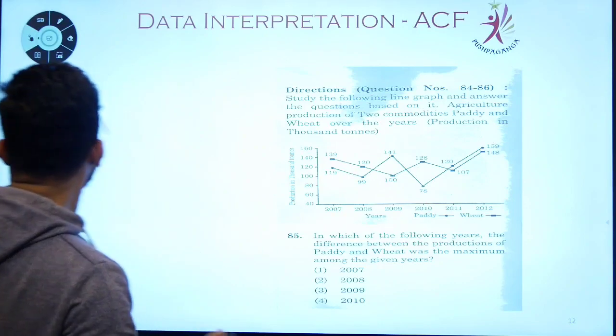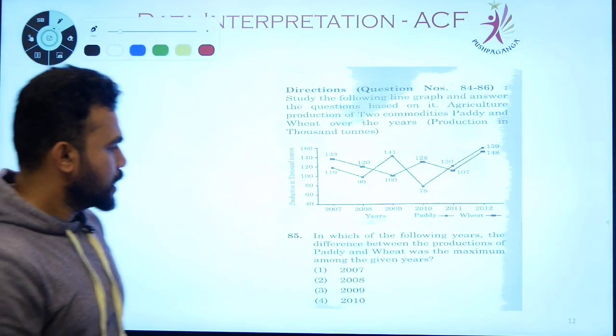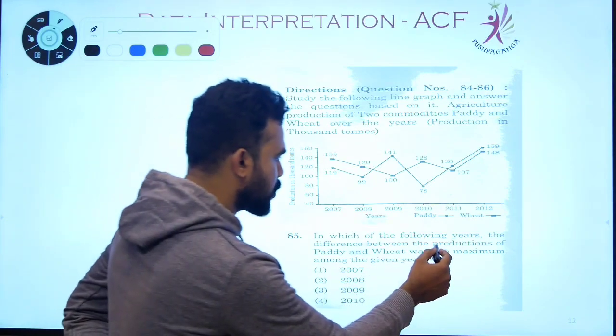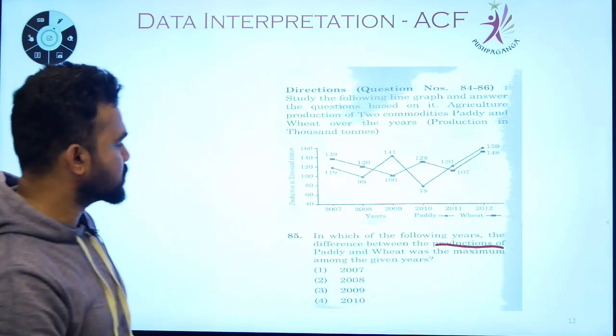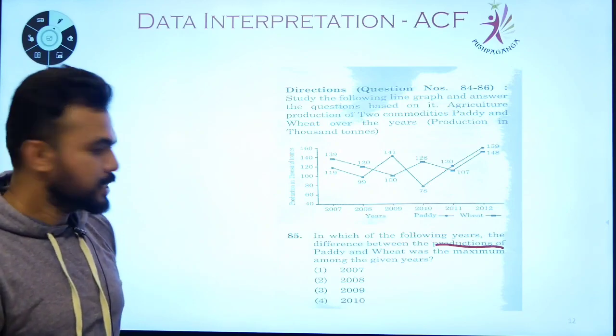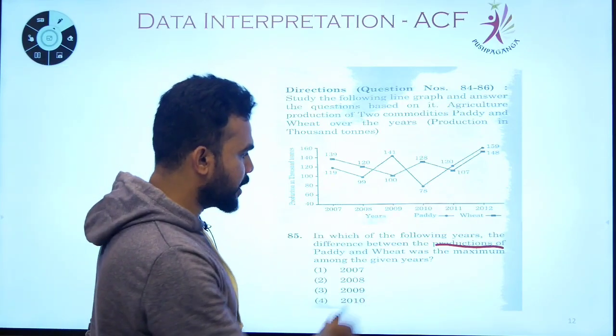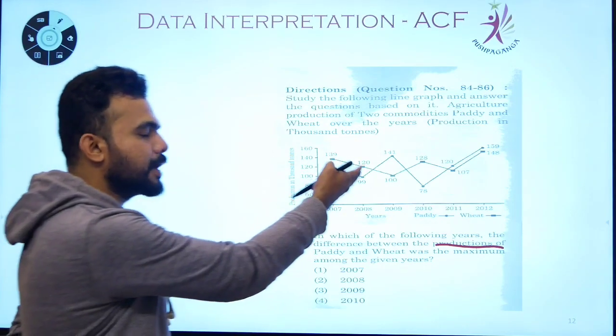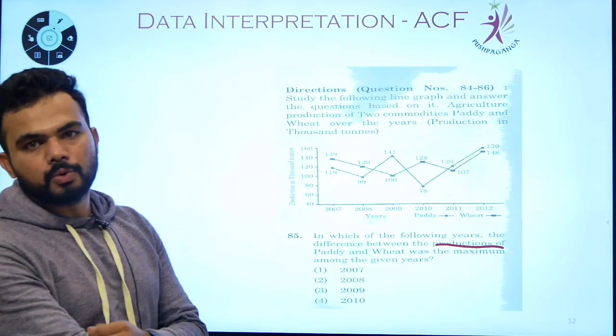So here in this question: in which of the following years was the difference between the production of paddy and wheat the maximum among the given years? By looking at the graph itself, we can come to a conclusion.